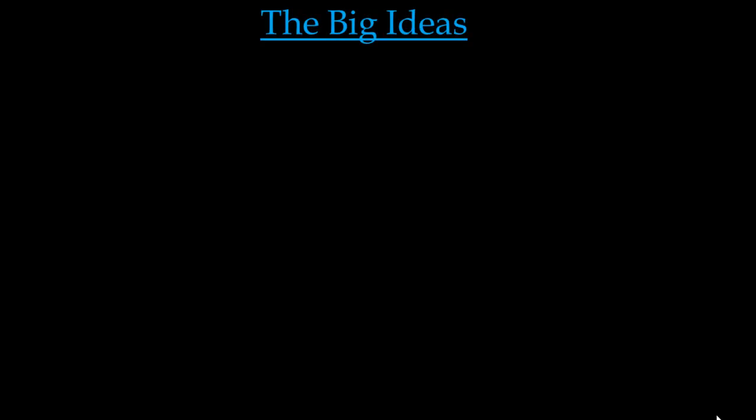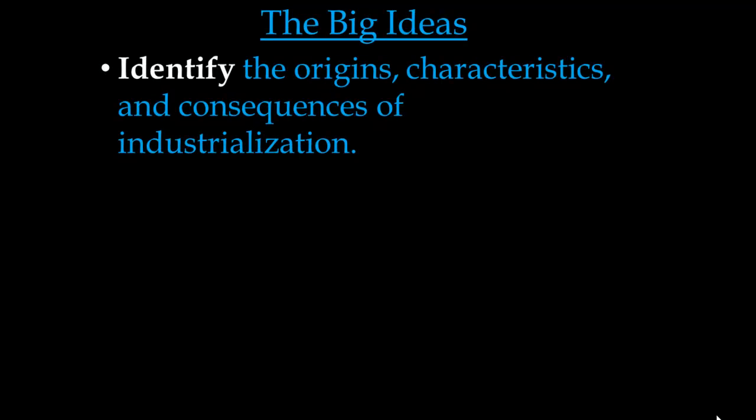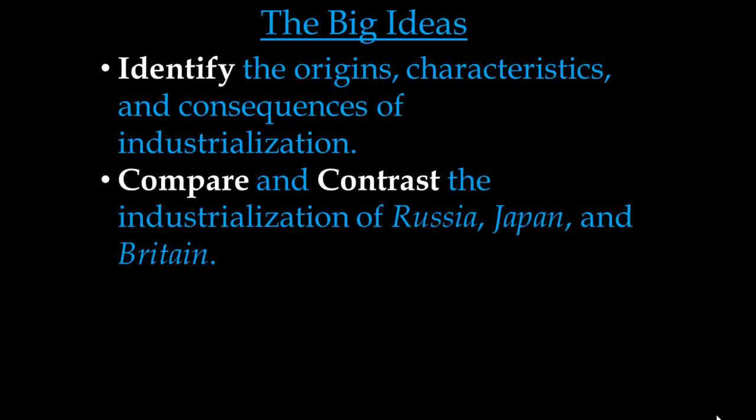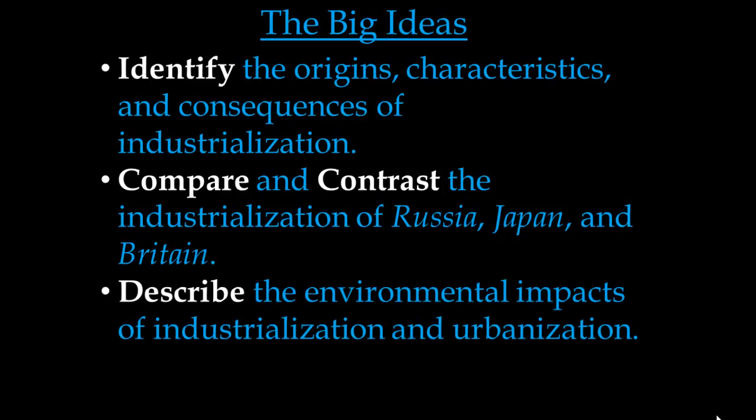Let's review those big ideas before we go. One, identify the origins, characteristics, and consequences of industrialization. Two, compare and contrast the industrialization of Russia, Japan, and Britain. And the final one, describe the environmental impacts of industrialization and urbanization.